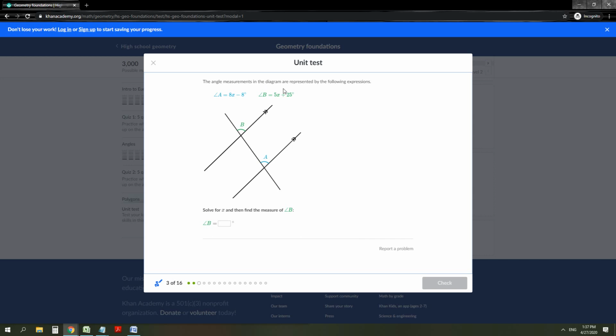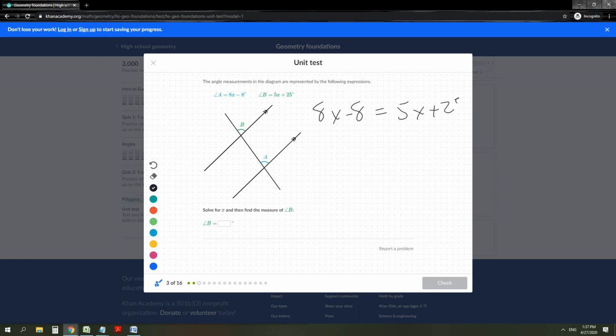The angle measurements in this diagram are represented by the following expressions: 8x minus 8 and 5x plus 25. We're noticing these are corresponding angles, so they have to be the exact same. So in other words, we know that 8x minus 8 equals 5x plus 25.